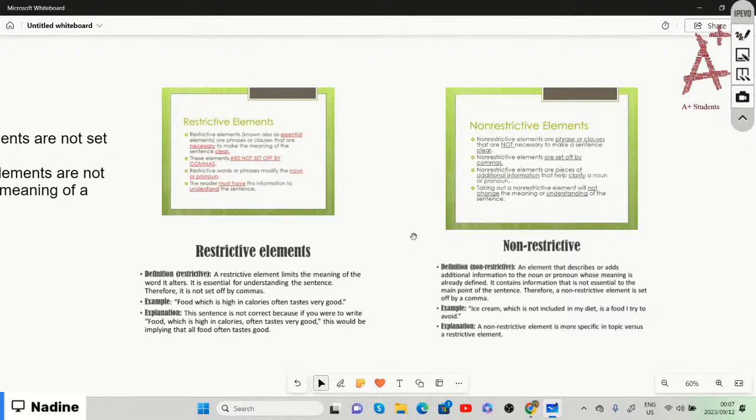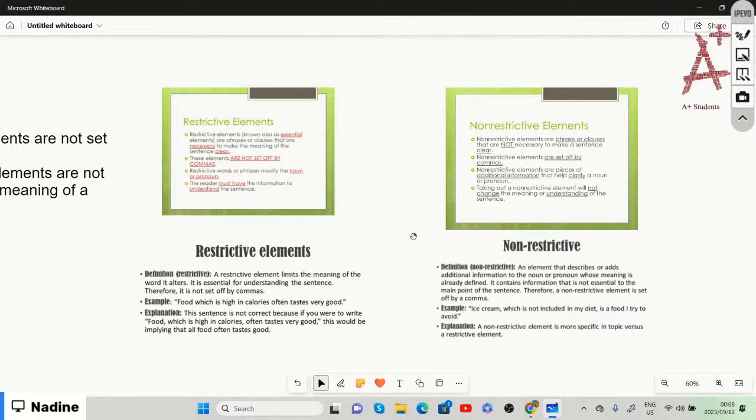Then we have non-restrictive elements, right? Non-restrictive elements are phrases or clauses that are not necessary to make a sentence clear. Restrictive elements need to be made clear, because the meaning of the sentence needs to be clear. Non-restrictive elements are set off by commas, which means that you need to put commas or other forms of punctuation marks there.